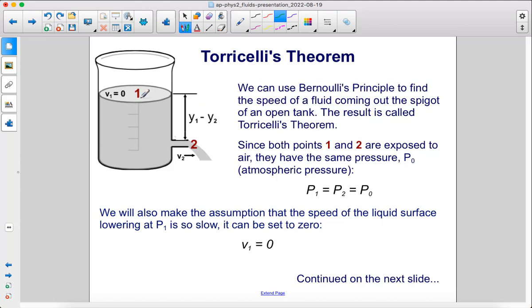Since both points 1 and 2 are exposed to air, they have the same pressure, atmospheric pressure, P0. We will also make the assumption that the speed of the liquid surface lowering at point 1 is so slow that it can be set to 0. So as the water flows out of this spigot here, this surface level here is decreasing, but so slowly that the velocity is 0.